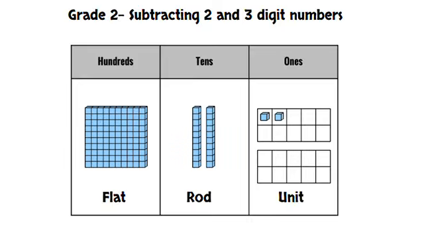All right, let's move into grade 2. In grade 2, we progress to subtracting 2 and 3-digit numbers. Again, we're going to stick with place value. In grade 2, we do get into the hundreds because we're using 3-digit numbers. So the new vocabulary term for you now is a flat. When we're talking about hundreds, we call those flats, and then we still utilize those rods, which are our tens, and the units, which are our ones.